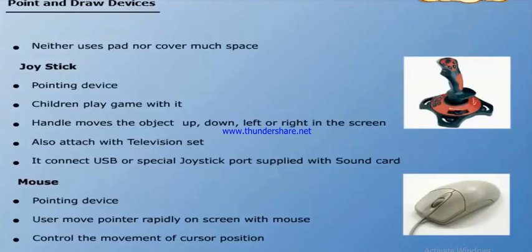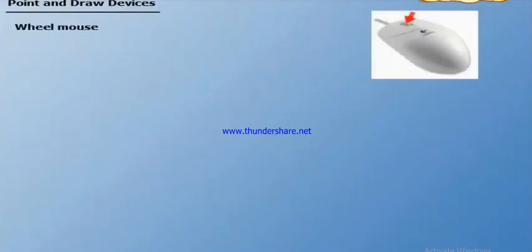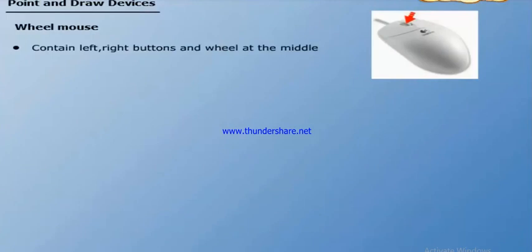Wheel mouse. Wheel mouse contains left-right buttons and a wheel button at the middle. Wheel button is used to scroll the pages up and down very rapidly.